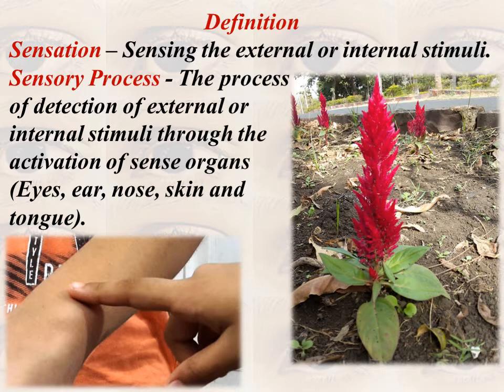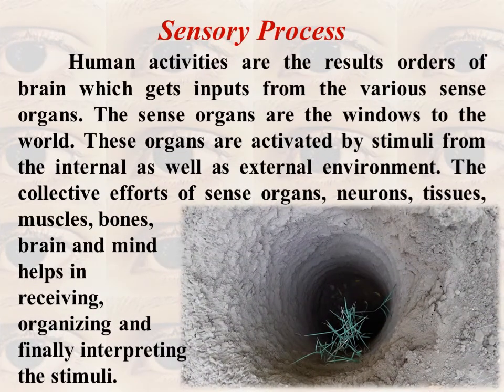Well, what is sensory process? The process of detection of external or internal stimuli through the activation of sense organs. The important point here is that our sense organs are activated by virtue of the availability of some external or internal stimuli. What are the sensory organs that are activated? Generally we discuss these five sense organs only: eyes, ears, nose, skin and tongue. Then we'll discuss the sensory process in detail.